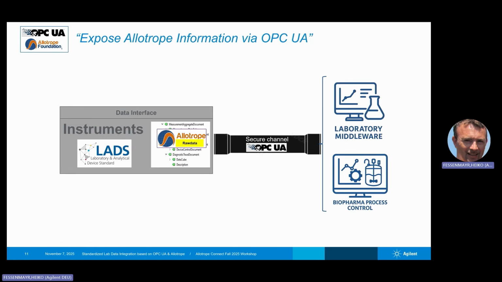So how would that look like in combination LATS and Allotrope? You would have an LATS OPC UA server that integrates the Allotrope data model in a slightly different way as it is exposed today. You would expose the Allotrope raw data as part of the OPC UA Information Model, and therefore it could be consumed securely from the consumers on the right side.